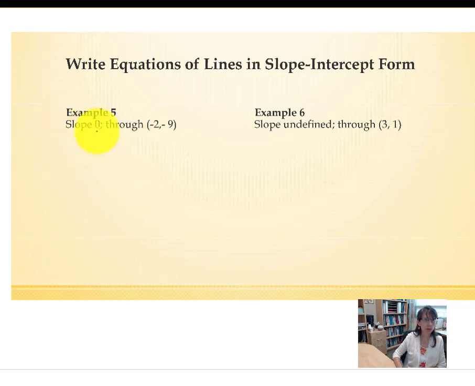We have a slope of 0, and the line goes through -2, -9. So m is 0, x is -2, y is -9. Since we have numerical values for the slope, the x, and the y, we can do our substitutions. So using y equals mx plus b, we have -9 equals 0 times -2 plus b. And notice 0 times -2 will be eliminated, so -9 is the y-intercept.